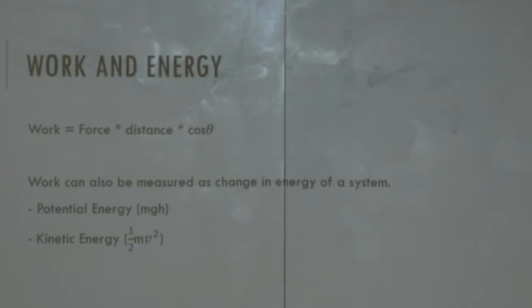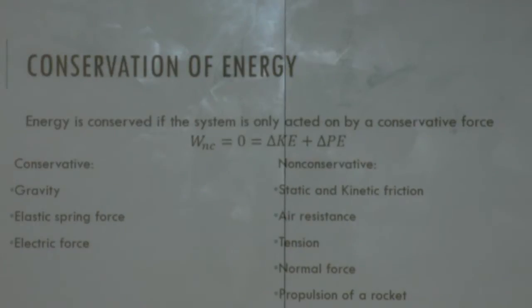Work can also be measured as change of energy of a system, where you have potential energy due to gravity, which is mgh, and kinetic energy, which is 1/2 mv squared. We'll get into the other two types of energy a little bit later. Energy will be conserved if the system is only acted on by conservative forces. There are 3 conservative forces, but really only 2 you have to worry about: gravity and elastic spring force.